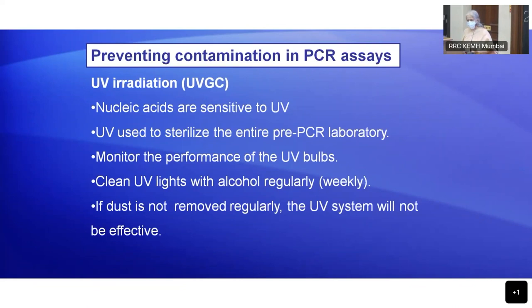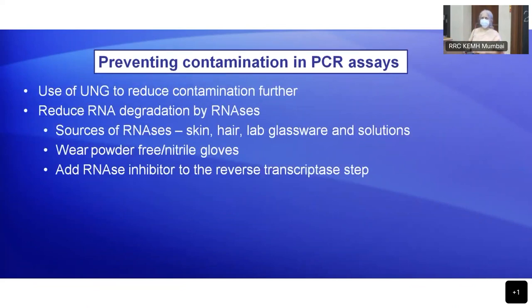The third thing is UNG. You replace all the thymine with UNSL, so that can take care of the reaction. There's a nice video circulating on YouTube that tells you exactly how the mechanism works, so you can have a look at that. But instead of using dTTP, you can use dUTP instead of thymine. It can stop the contamination, if at all you detect contamination, or prevent any contamination from coming up. So you can use it in the PCR master mix.